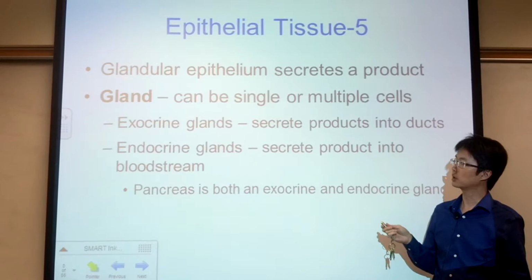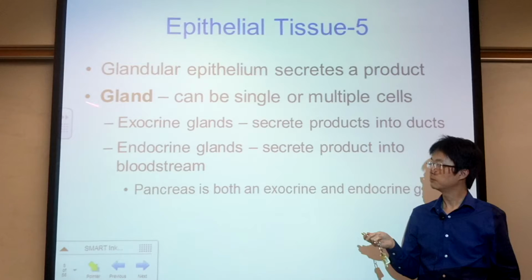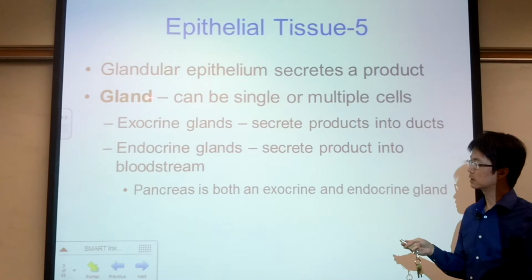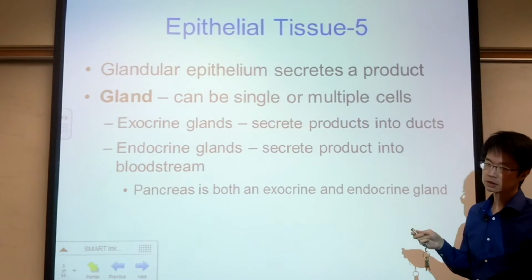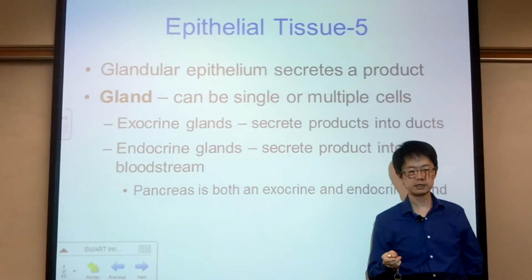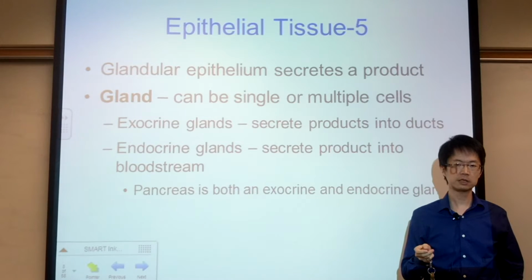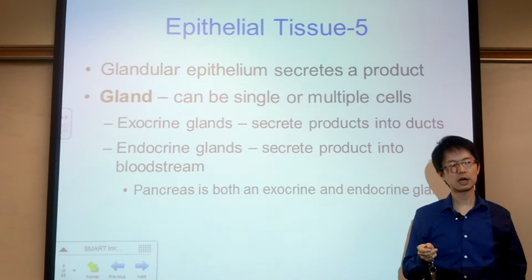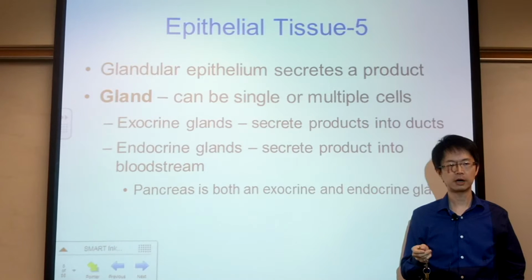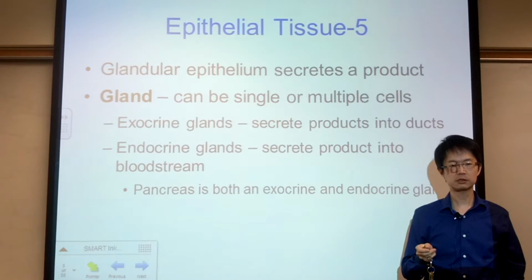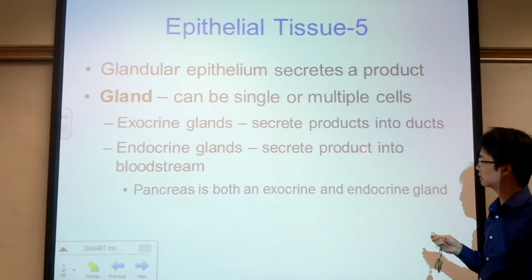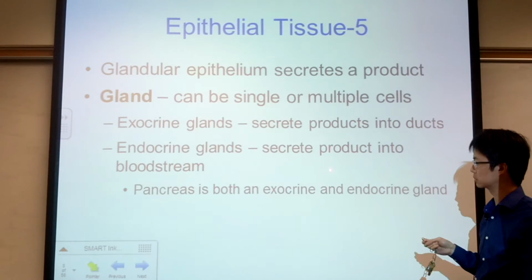Glandular epithelium is a special type of epithelium because they secrete a product. Many of the glands, they can be single or multiple cell. We have exocrine glands. Exocrine glands secrete product into ducts. There are lots of examples of exocrine glands. For example, they can be in the digestive system that excrete digestive enzyme, or they can be in the digestive system to secrete saliva in your mouth, or they can be in your integumentary system, in your skin, to secrete sweat or oil. And then you have endocrine system. Endocrine system secrete a product into bloodstream. The product is mainly the hormones.